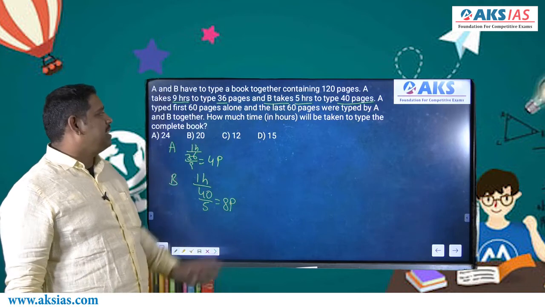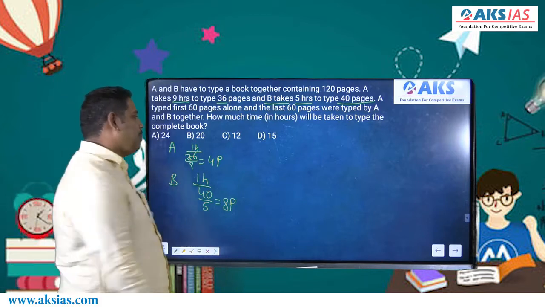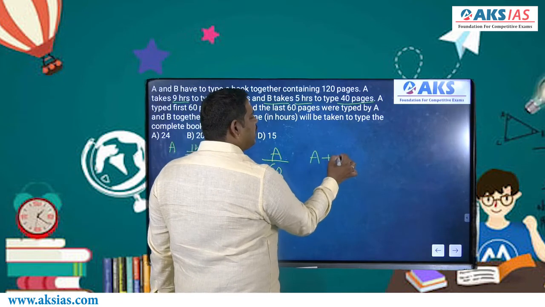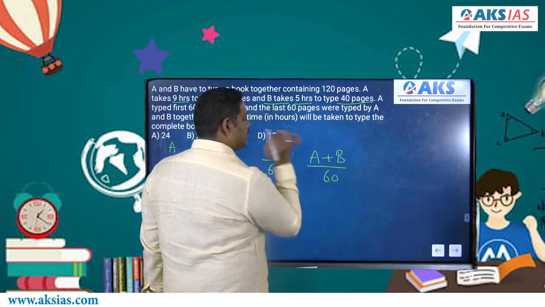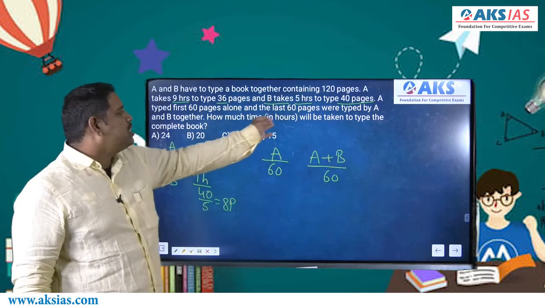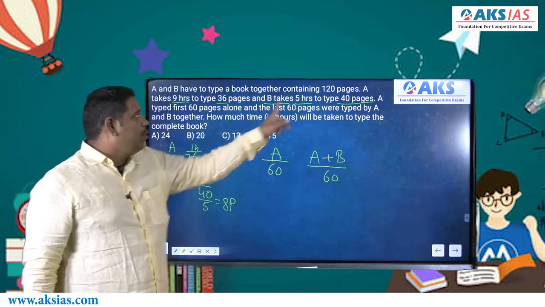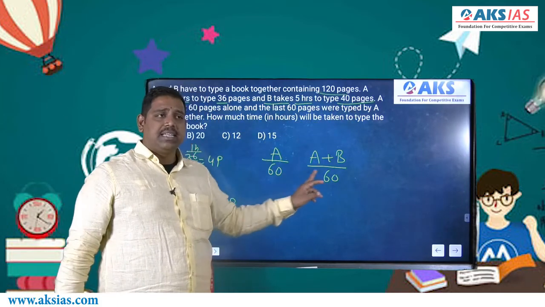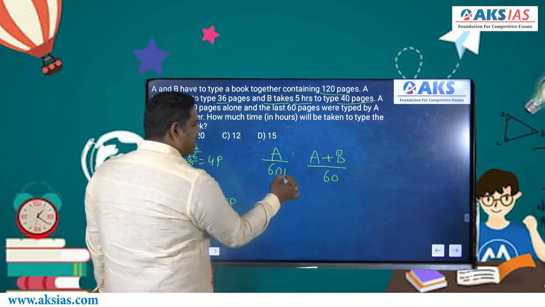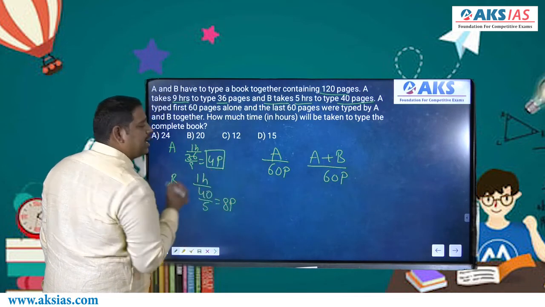A typed the first 60 pages alone and the last 60 pages were typed by A and B together. So A alone typed 60 pages, and then A plus B together typed how many pages? 60 pages. How much time in hours will be taken to type the complete book? The book is how many pages? 120 pages, right? A got 60 pages, and together they typed 60 pages. Actually, in 1 hour he can type how many pages?